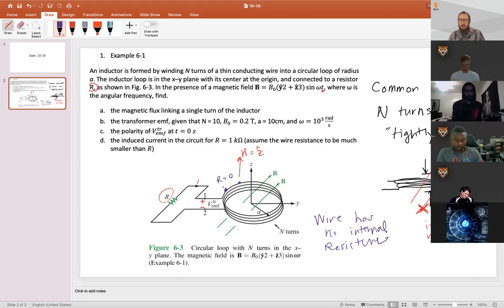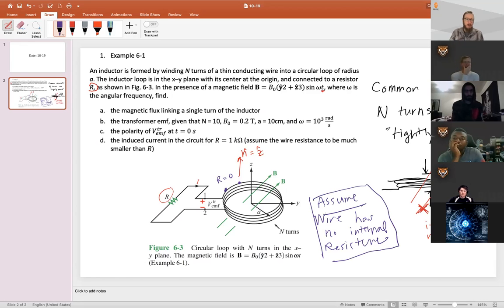But in these problems, we will assume that there's no internal resistance on the wire. So all these sections of the loop don't actually have any resistance. And any resistance in our problem is either going to be given as a resistor that's linked to looped coils, or is specifically described in the problem statement, such that it says the wire has this much internal resistance. Okay, so this is another assumption that we'll make in these problems.